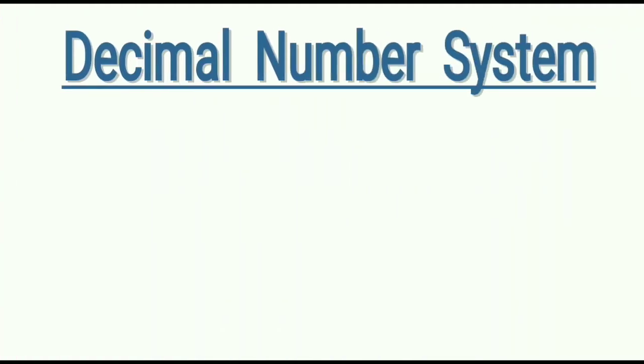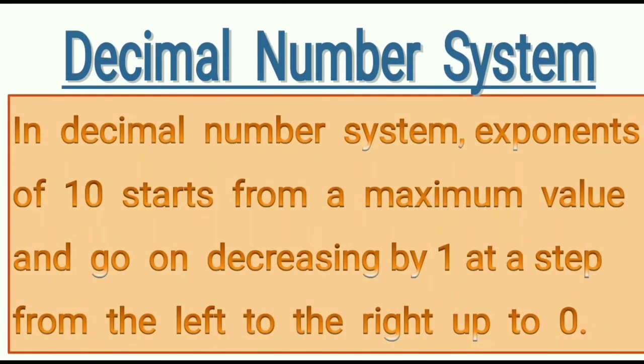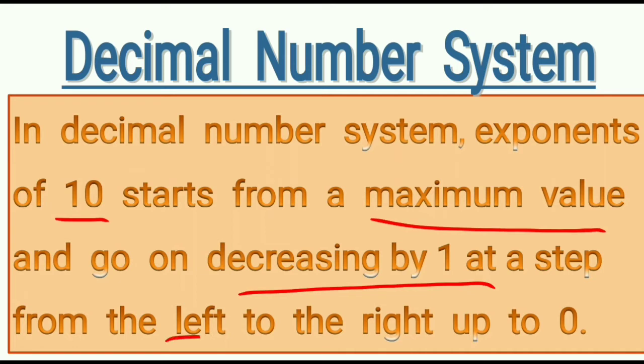Decimal number system. In decimal number system, exponents of 10 start from a maximum value and go on decreasing by 1 at a step from the left to the right up to 0. It means decimal number system में वैल्यू ऑफ एक्सपोनेंट ऑफ 10 मैक्सिमम वैल्यू से शुरू होकर हर स्टेप पर 1 डिक्रीज होती जाती है लेफ्ट से राइट जाते हुए.